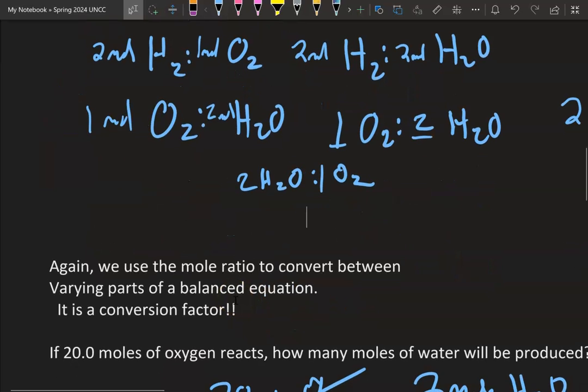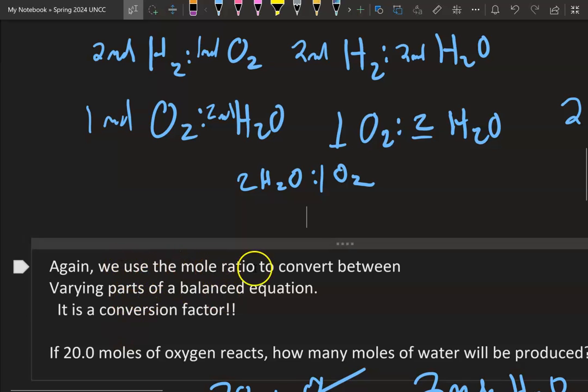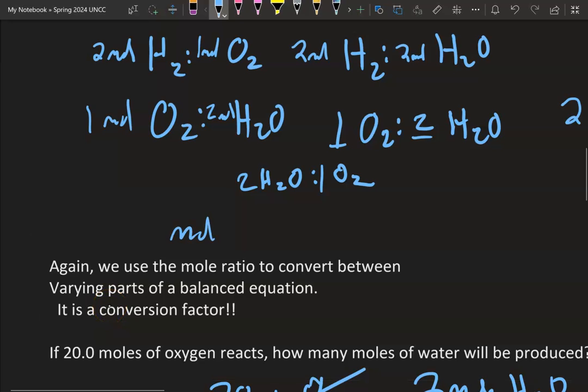All right, so again, we're going to use the mole ratio to convert between varying parts of a balanced equation. In the end, it is a conversion factor, so that's where that moles of A convert to moles of B roadmap comes into play, and then we leave it a very generic mole ratio. We don't put multiply, we don't put dividing, because it really depends on the question that's being asked.